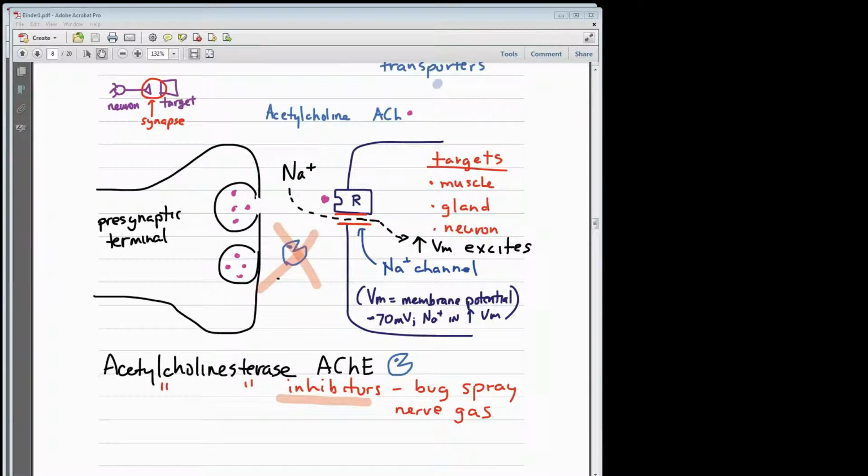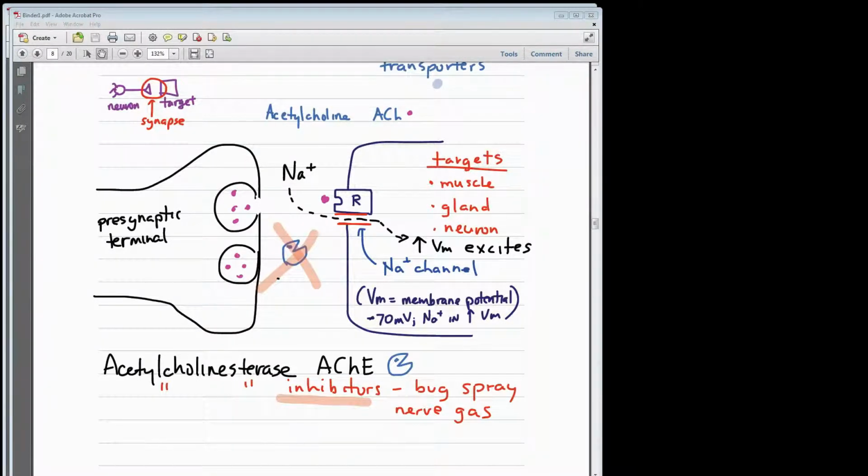Inhibitors are used in bug spray and nerve gas. And anyone who says venom for snakes, that is a concoction of multiple enzymes and different types, and it varies based on the snake venom. So don't use snake venom. We have bug spray and nerve gas. And even nerve gas has so many different variations. There are some that are inhibitors, some that are different, okay? But just know that for nerve gas.